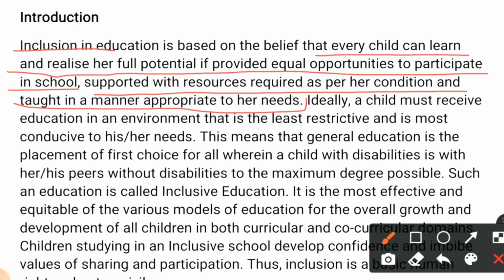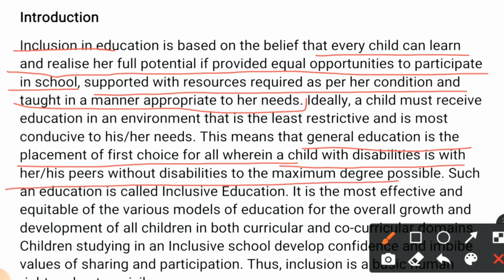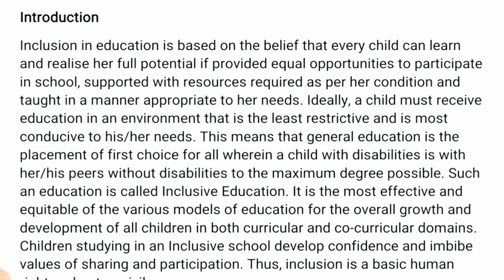Ideally a child must receive education in an environment that is least restrictive and most conducive to his or her needs. This means that general education is the placement of first choice for all, wherein a child with disabilities is with his or her peers without disabilities to the maximum degree possible. So when we talk about inclusive education, it also includes even disabled children who want to learn. When they come to the classroom and get the opportunity to compete with others, they feel socially accepted. Such an education is called inclusive education. It is the most effective and equitable of the various models of education for the overall growth and development of all children in both curricular and co-curricular domains.